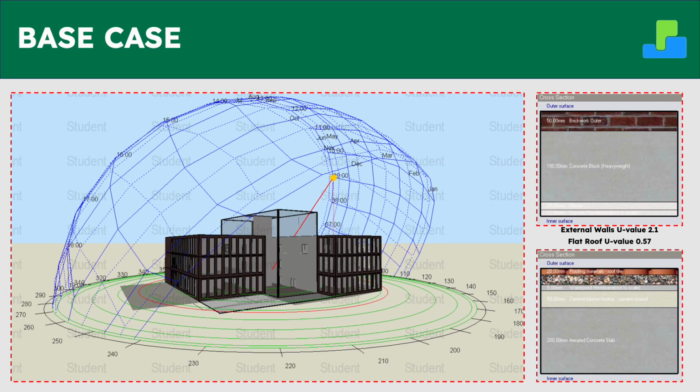The base case wall is composed of 4 layers with a U value of 2.1. The roof is 5 layers with a U value of 0.57. The glazing is a single layer with a U value of 5.9.